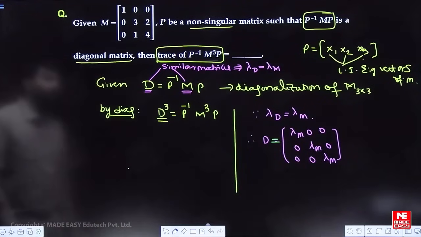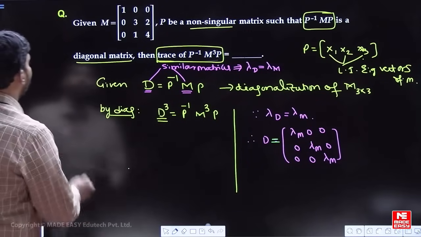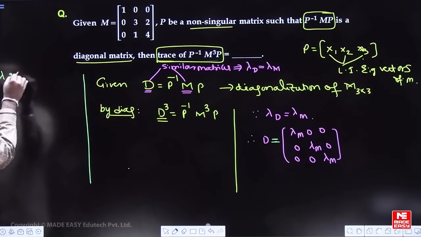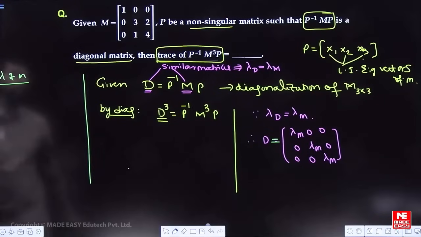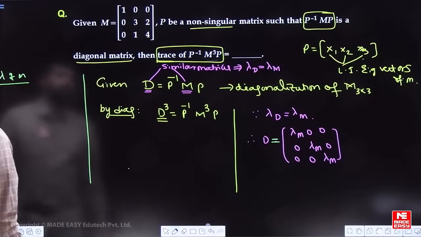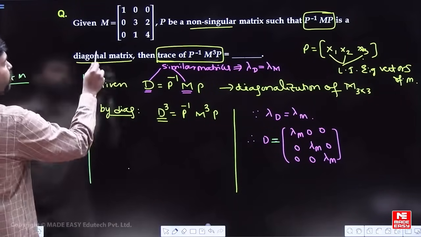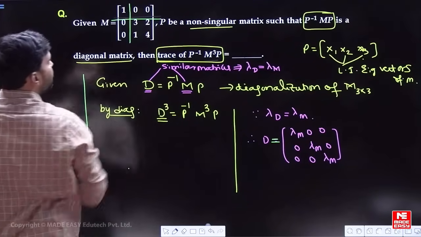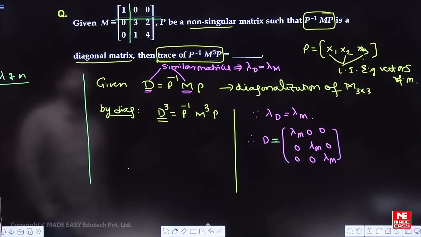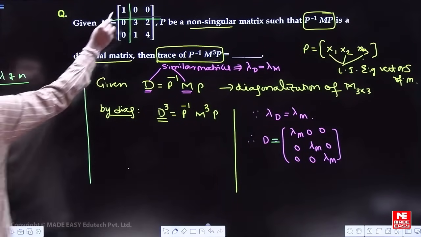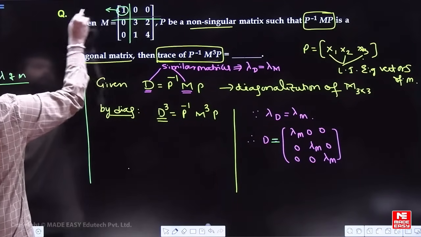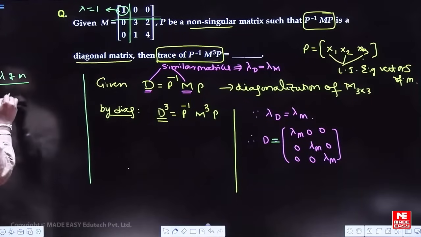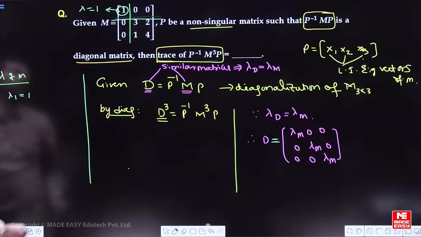But now what are the eigenvalues of this matrix M? So let's find out the eigenvalues of M. Now here you can see, you can split this matrix this way, right? When you split it this way, you can take lambda 1 here. So now lambda 1 is equal to 1, right?